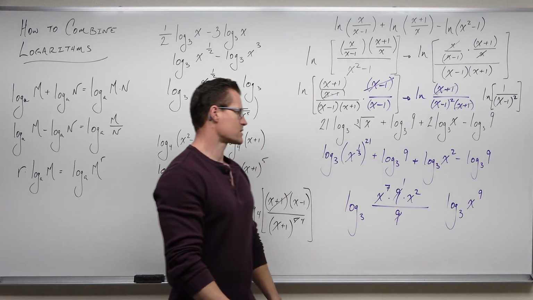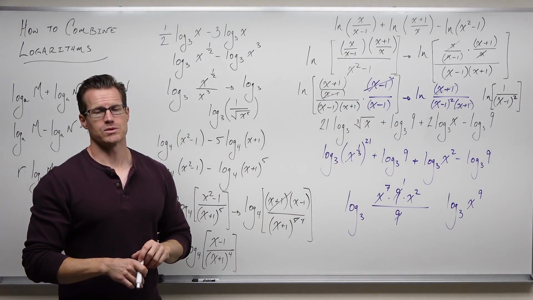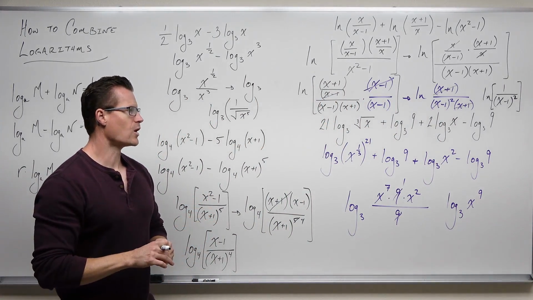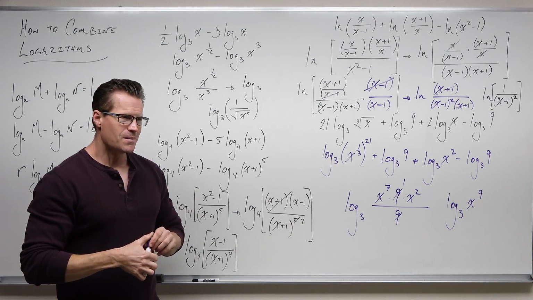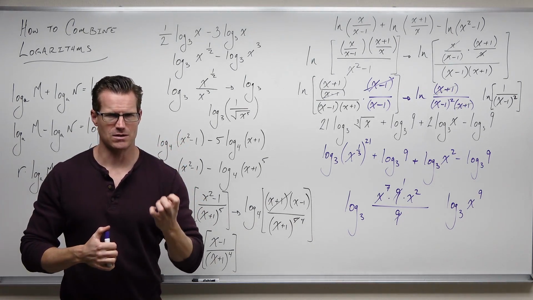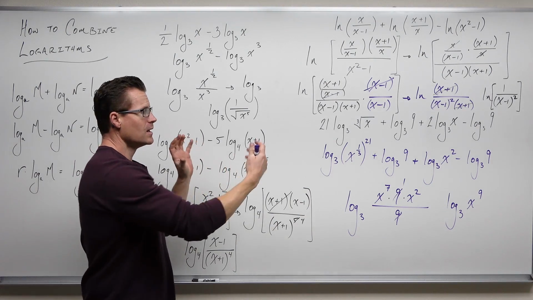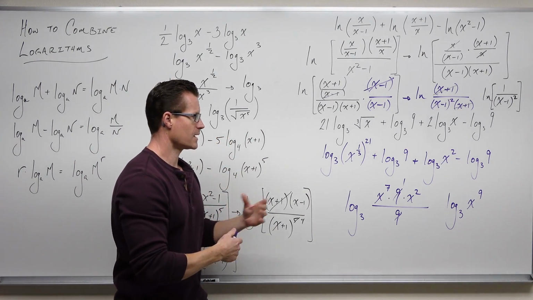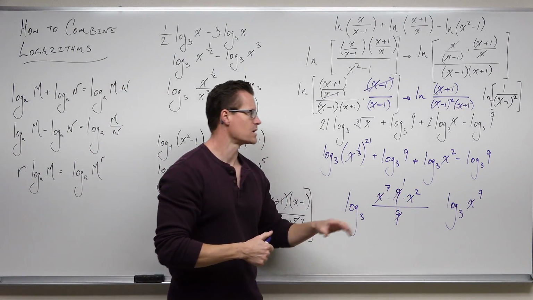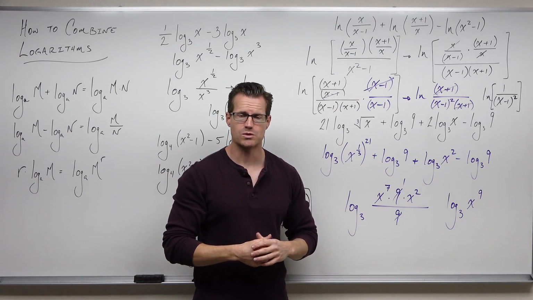Log base 3 of x to the 9th power, that's as simple as we can make it, as combined as we can do. I hope it makes sense. I hope I'm really making it sink into your head about how you connect some of these factors as products and quotients, depending on whether they're added or subtracted terms. We're going to come back with one more.